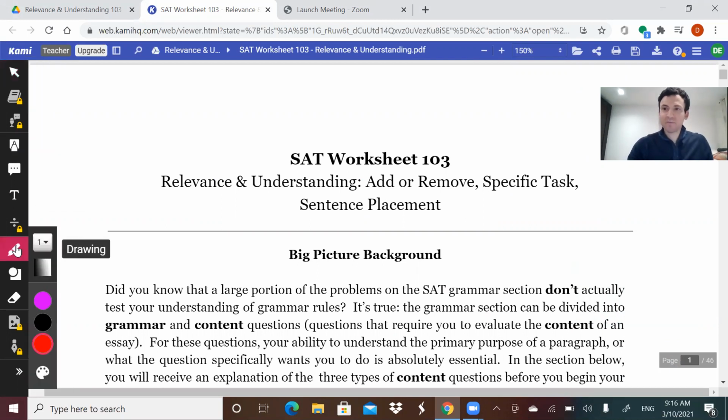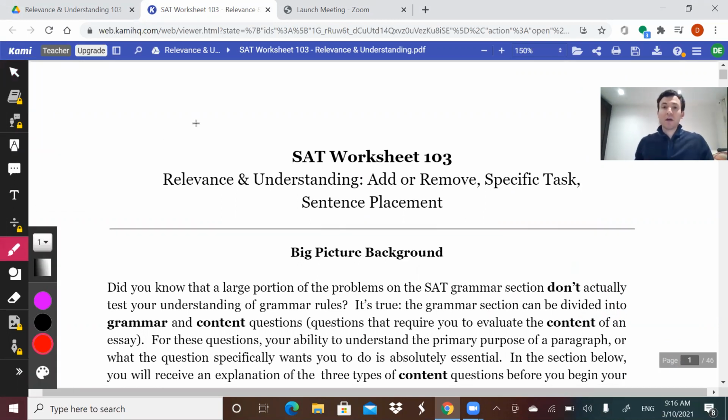Anyway, hello. Although it says SAT Worksheet 103 at the top here, these three concepts, add or remove, specific task, and sentence placement, are equally relevant to both the ACT and the SAT. They make up a little over a third of each test on the grammar section: Section 1 of the ACT, Section 2 of the SAT.